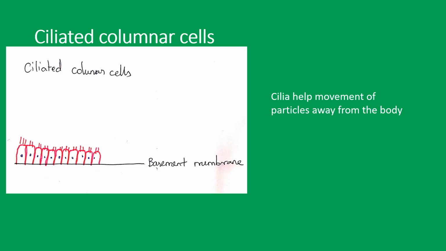Ciliated cells. Cilia help the movement of particles away from the body. So cilia keep whiplashing, they keep beating, and send the particles over them from one point to another, from proximally to distally or distally to proximally, depending upon the direction of the ciliary movement.